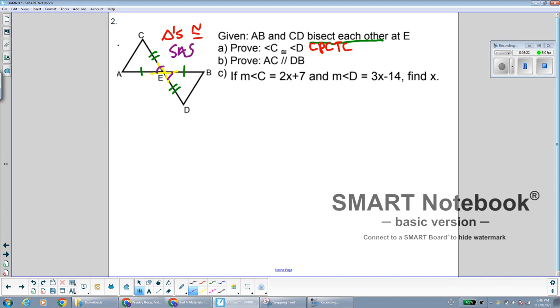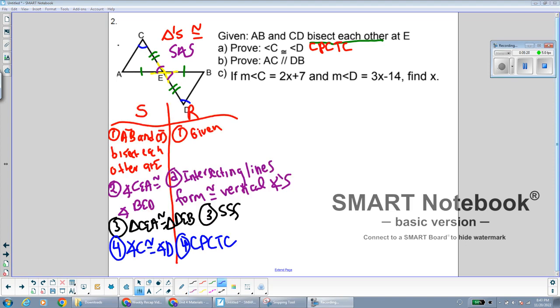Take a second, pause the video and try to write up the first part of this proof. Let's make sure that everything that we needed to prove the triangles congruent is in our proof. So from our givens, we had two pairs of congruent sides from knowing that DC and AB bisected each other.